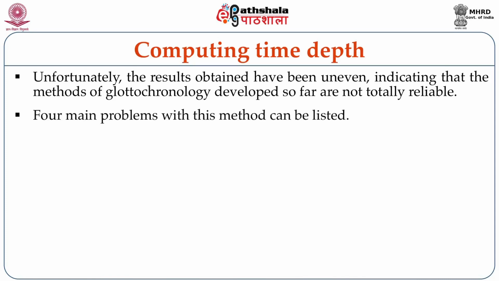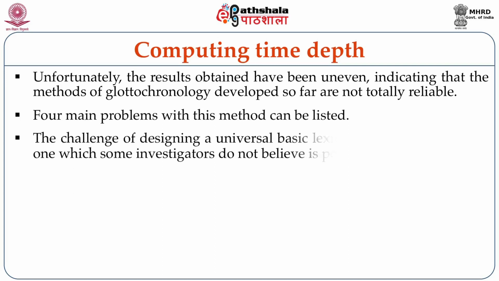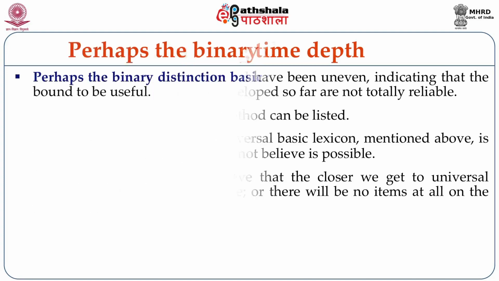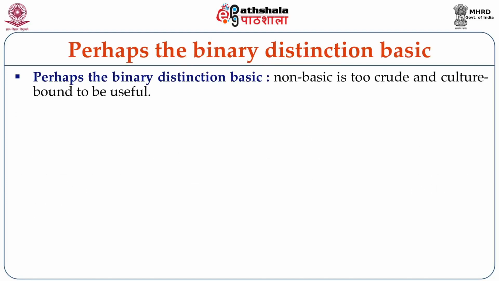4 main problems with this method can be listed. The challenge of designing a universal basic lexicon mentioned above is one which some investigators do not believe is possible. Some scholars like Dyen believe that the closer we get to universal validity, the fewer items we have, or there will be no items at all on the perfect list. Perhaps the binary distinction basic versus non-basic is too crude and culture bound to be useful.